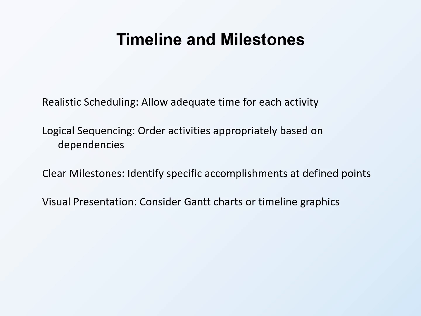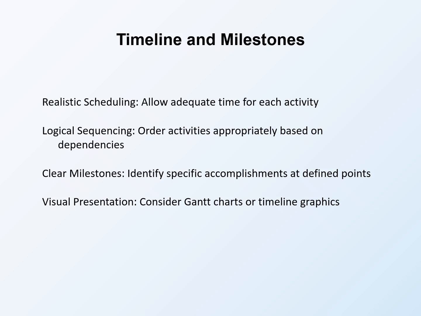Logical sequencing orders activities appropriately based on dependencies. Activities that depend on prior completion must follow those prerequisite activities. Overlapping activities must actually be capable of proceeding simultaneously. Illogical sequences raise concerns about planning quality.